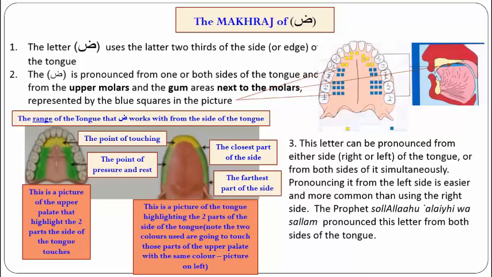Now, this first picture on the right-hand side is a picture of the tongue highlighting the two parts of the sides of the tongue. Note the two colors used are going to touch those parts of the upper palate with the same color as is represented by the picture on the left. The picture on the left is a picture of the upper palate that highlights the two parts the side of the tongue touches. Okay, this is basically it.